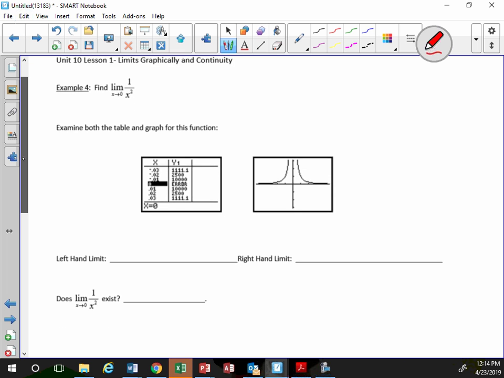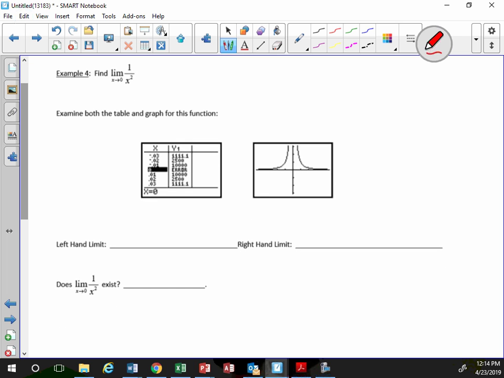All right, now let's look at this one. So I'm asking you about the limit as x approaches 0, and we're looking at this graph. It's a slightly different graph. There is an asymptote going on right there. So what are you going to tell me for your left-hand limit? Infinity. Excellent.